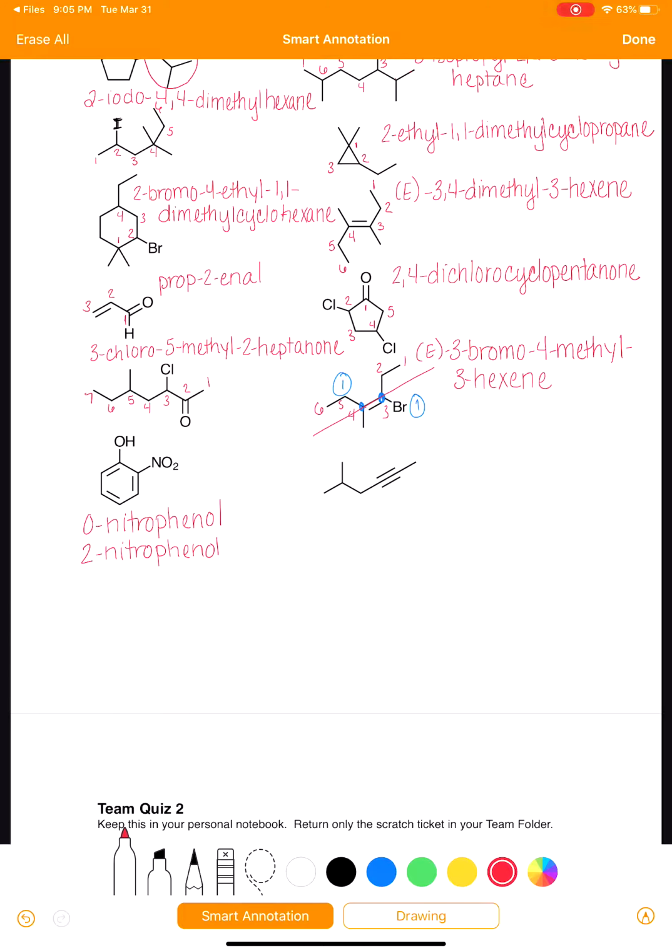So we have one left. Our priority here is to give the alkyne the smallest number. We want the alkyne to be on carbon number 2. Our substituent is on carbon number 5. It's a methyl, 5-methyl, 2-hexyne.